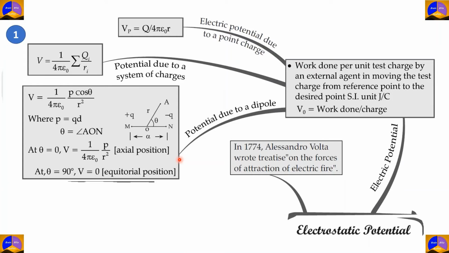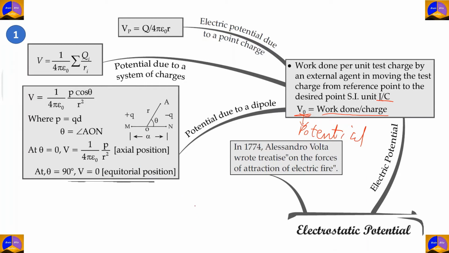So, our chapter is Electrostatic Potential and Capacitance. So firstly, we'll be learning about electric potential. What is electric potential? Electric potential is defined as the work done per unit test charge by an external agent in moving the test charge from reference point to the desired point. The SI unit of electric potential is joule per coulomb. And its formula is V naught is equal to work done divided by charge. V naught is for electric potential.